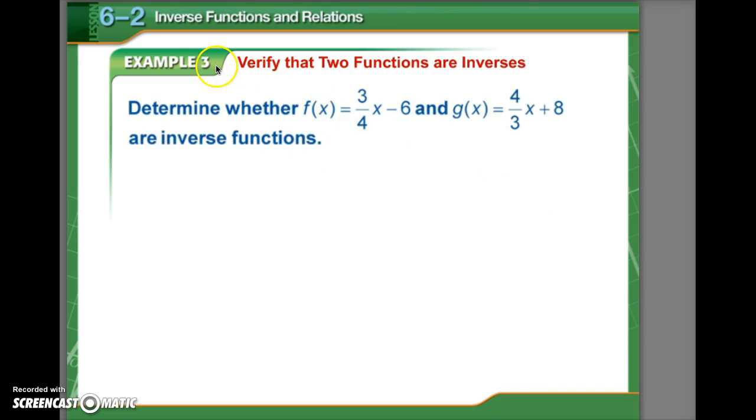In example 3, we're going to verify that two functions are inverses, which means we're going to show that they actually are inverses of each other. We need to determine whether f of x, which is 3/4 x minus 6, and g of x, which is 4/3 x plus 8, are inverse functions. Like you saw on the previous slide, we're going to do the composition f composition g and g composition f.